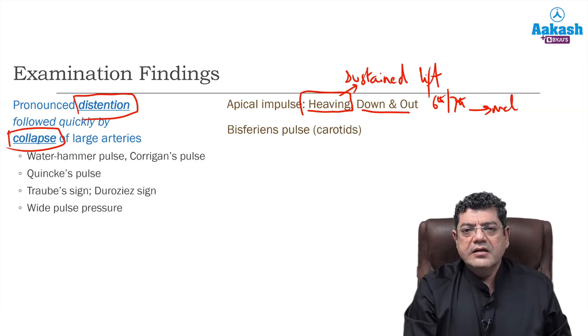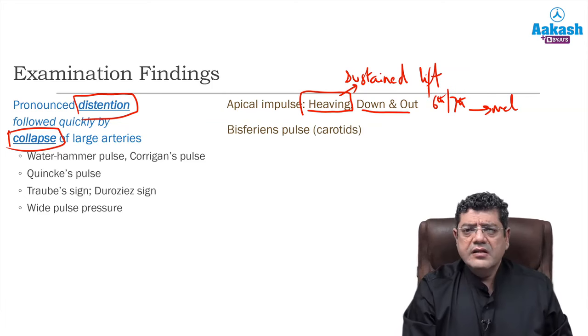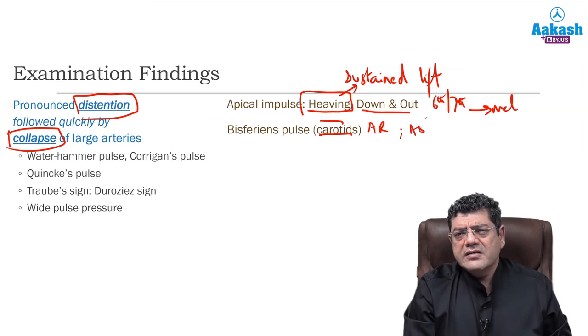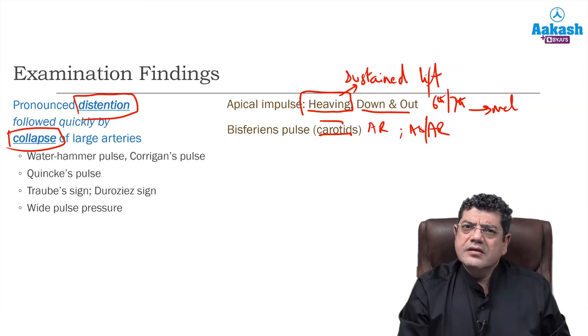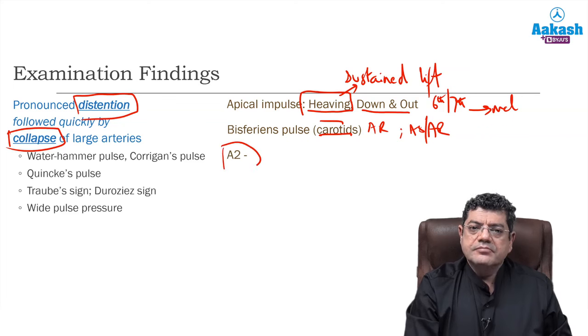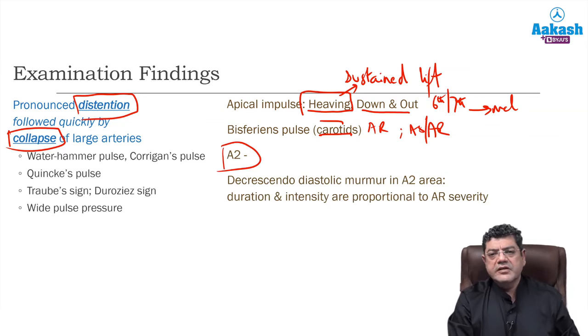You can feel a double systolic wave in the carotids. That's called a bisferiens pulse. That can occur with pure AR, and that can occur with AS and AR combined valve lesions as well. The A2 isn't heard, right? Because the aortic valve is not closing. That's aortic regurgitation for you, isn't it?